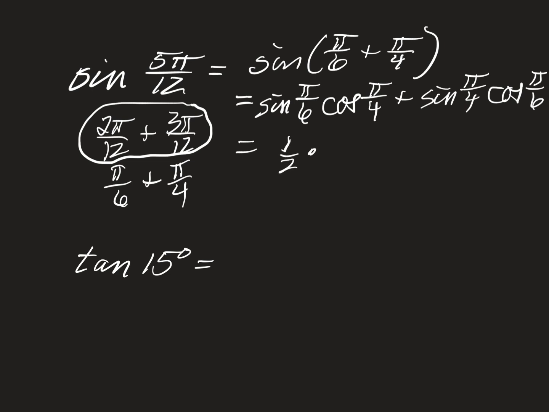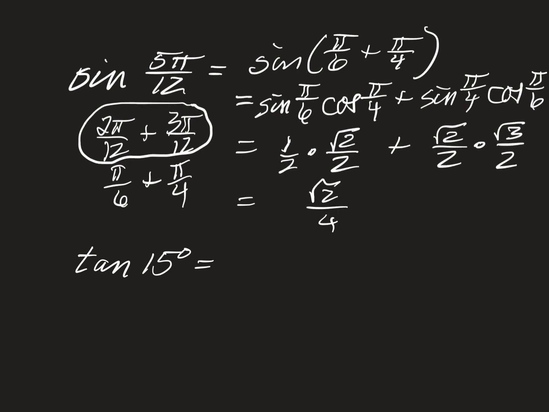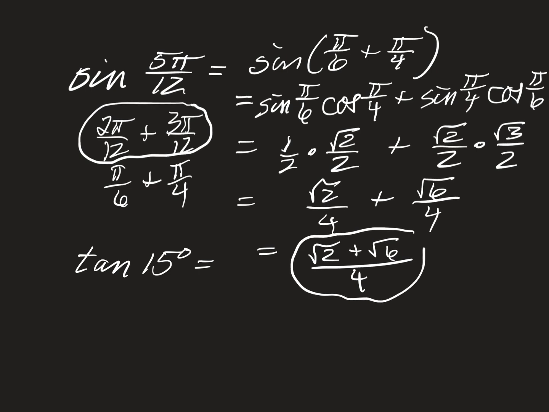This is 1/2 times square root of 2 over 2, plus square root of 2 over 2 times the cosine of pi over 6, which is square root of 3 over 2. And so if we multiply that out, we get square root of 2 over 4 plus the square root of 6 over 4, which is equal to the square root of 2 plus the square root of 6 over 4. And this is the exact value of sine of 5 pi over 12, which is actually 75 degrees as well.